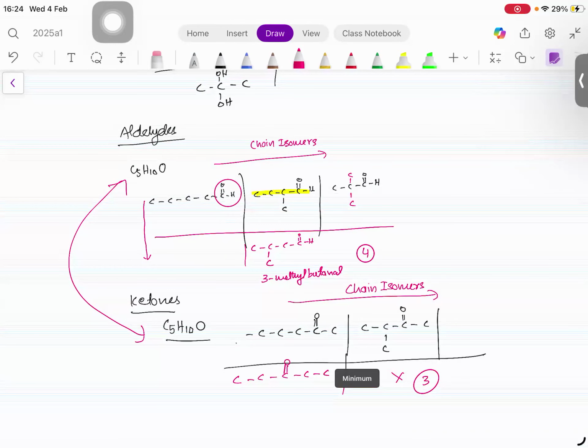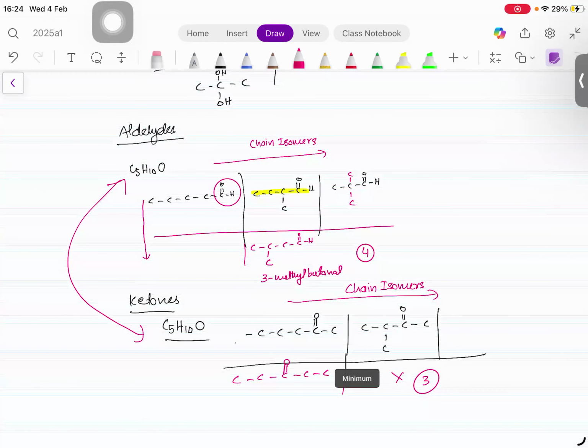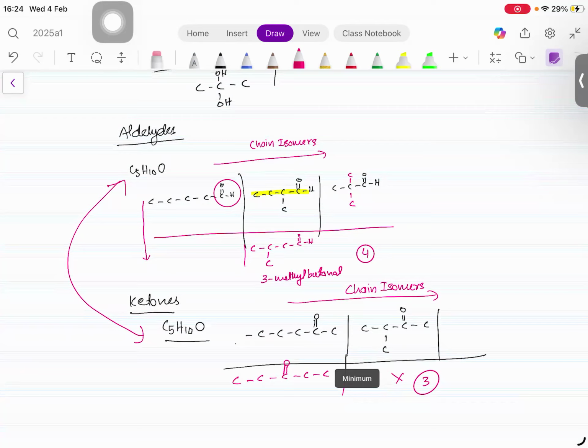So if they say C5H10O has 7 isomers, all of them structural, and out of the 7, 4 of them react with the Fehling solution and turn it from blue to brick red, and the other 3 don't, then you have to draw first the structures of the 4 and then the structures of the 3. I believe that is 3 marks.